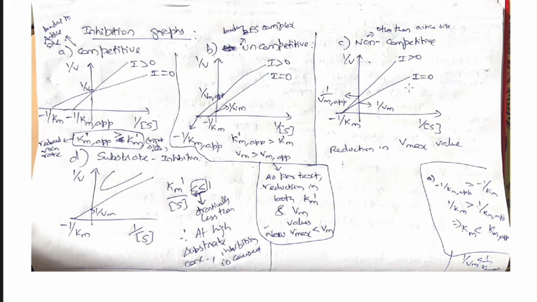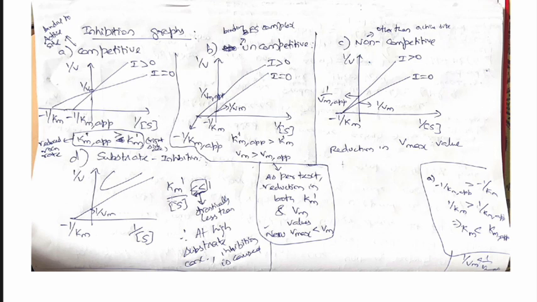And then for non-competitive inhibition, similarly, if you see here the plot is converging. Both I greater than 0 and I equal to 0 converge at minus 1 by Km, with 1 by Vm app here and 1 by Vm here. When I is equal to 0, 1 by Vm is less than 1 by Vm app. So a reduction in Vmax value is what non-competitive inhibition does.